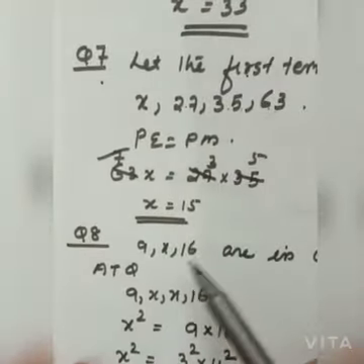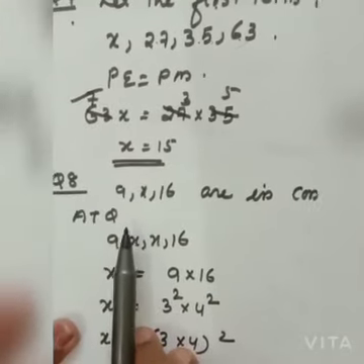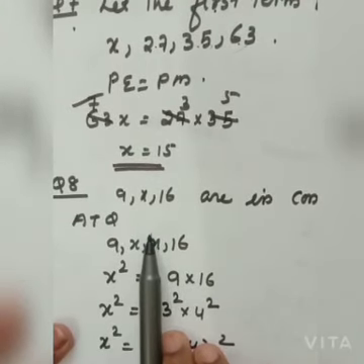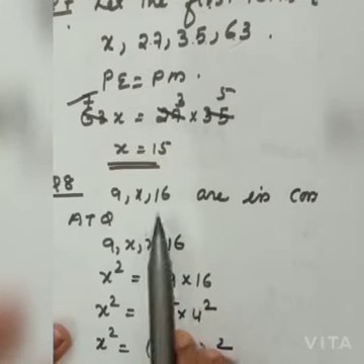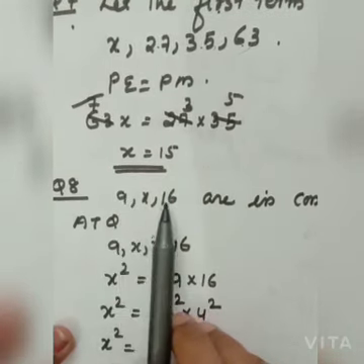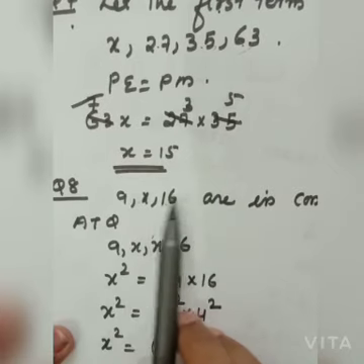Simple one exercise. Now question number 8. Question number 8: 9, x and 16 are in continued proportion. Just now I discussed this one. Continued proportion meaning 3 are there: 9, x, 16.